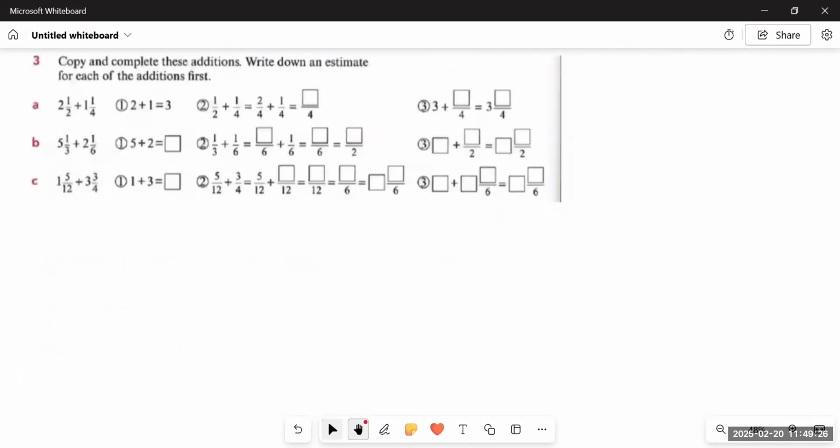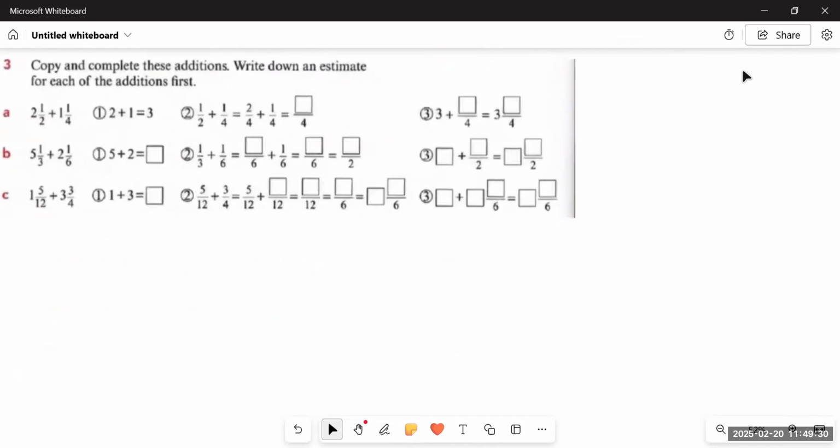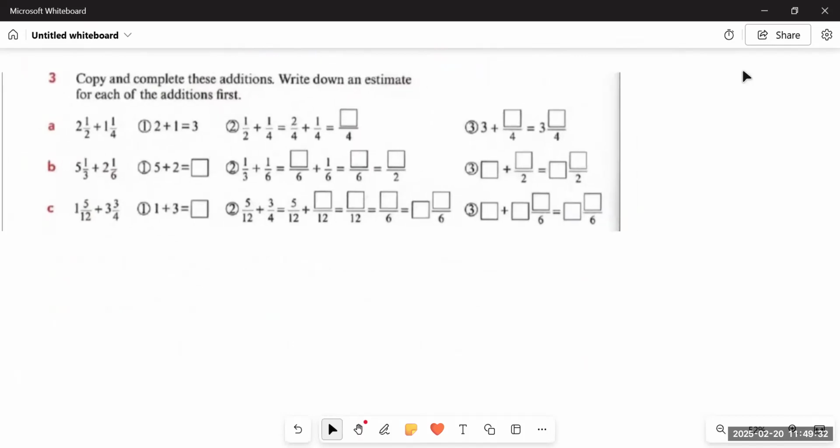Next comes question number 3. This is of the same sort. The difference is now we will have mixed numbers with different denominators. So one step will be increased. How? Let us see. In the first one, we have 2 whole 1 upon 2 plus 1 whole 1 upon 4. So first we are going to convert them. 2 2s are 4 plus 1, 5 upon 2 plus 4 1s are 4 plus 1, 5 upon 4.